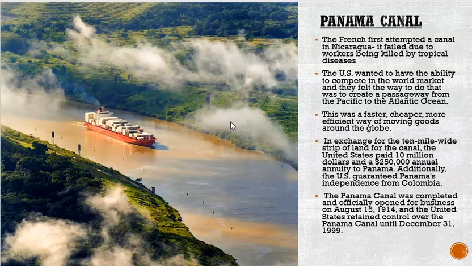The French first attempted a canal in Nicaragua, but it failed due to the workers being killed by tropical diseases. The U.S. wanted to have the ability to compete in the world market, and they felt the way to do that was to create a passageway from the Pacific to the Atlantic Ocean. It was faster, cheaper, and more efficient for moving goods around the globe. The United States paid Panama $10 million and a $250,000 annual annuity until 1999. After 1999, Panama regained control of their canal.